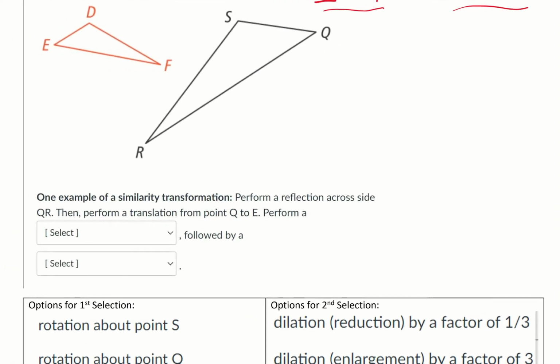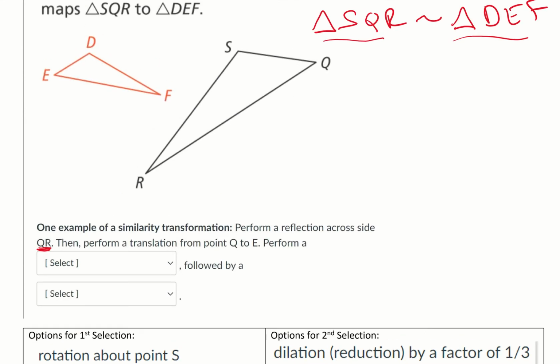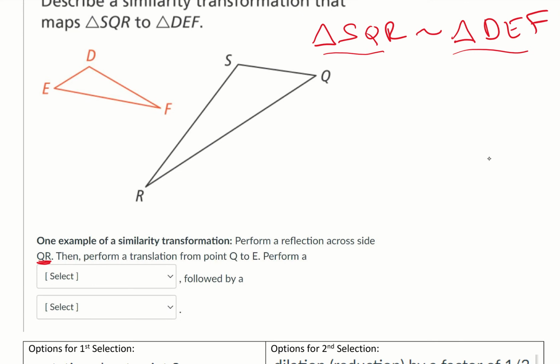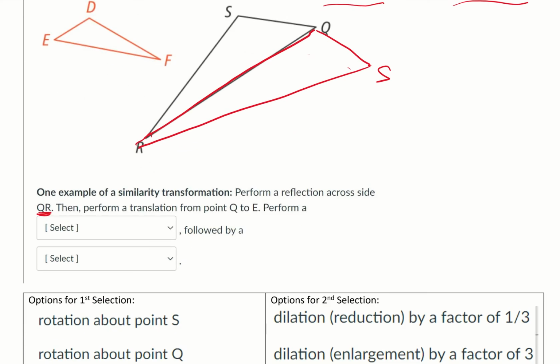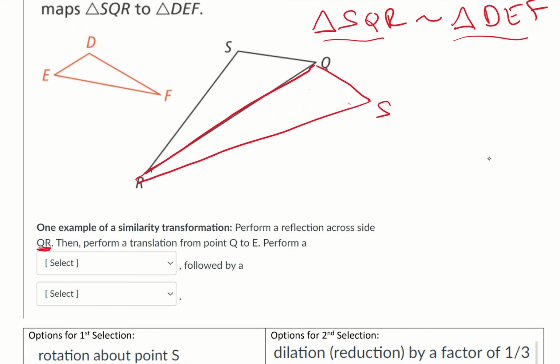For example, this first one mentions that we want to do a reflection across side QR. If we do that, we'll get a shape that looks sort of like that, and this is going to be QSR now. We'll call it Q prime, S prime, R prime, whatever you want to call it. Then it says perform a translation from Q to E. So now we're going to take this and translate it to here.